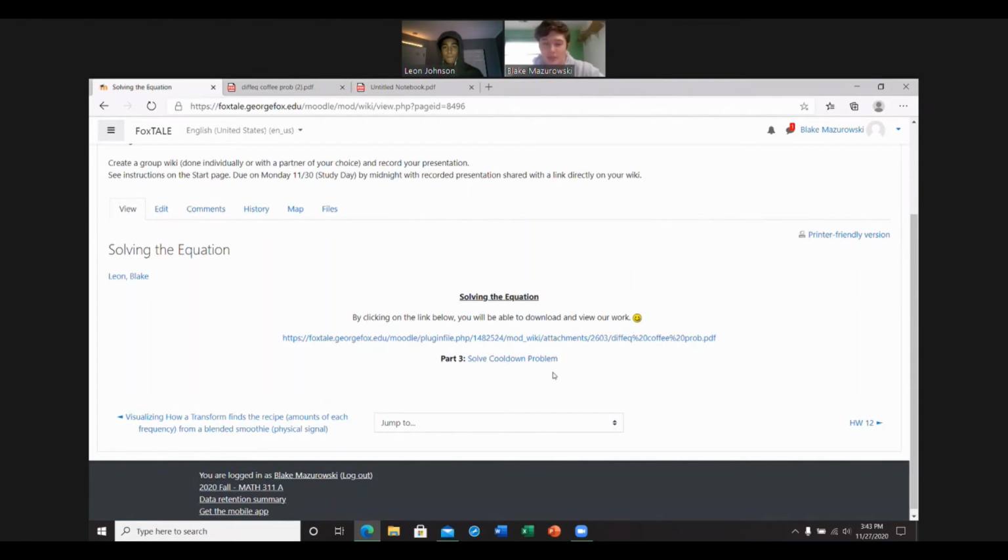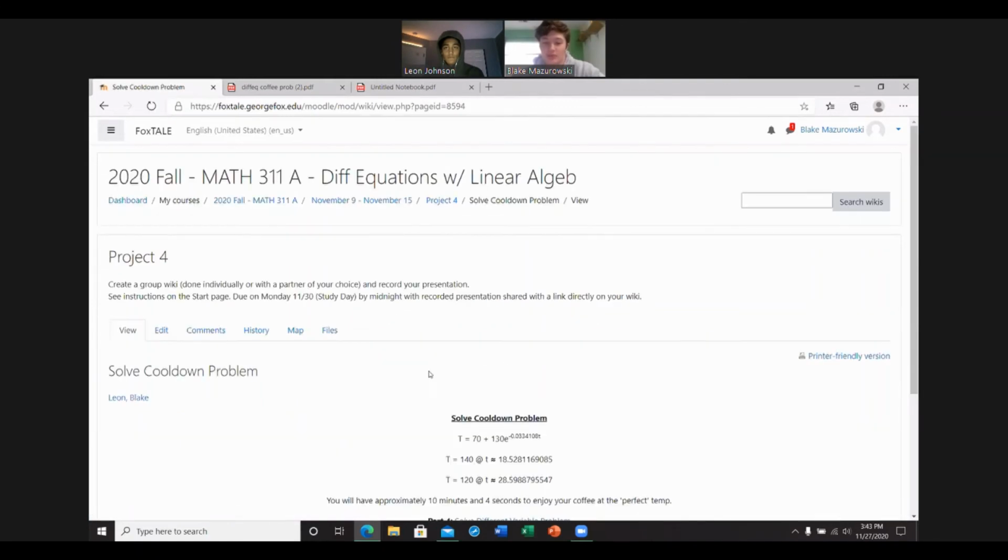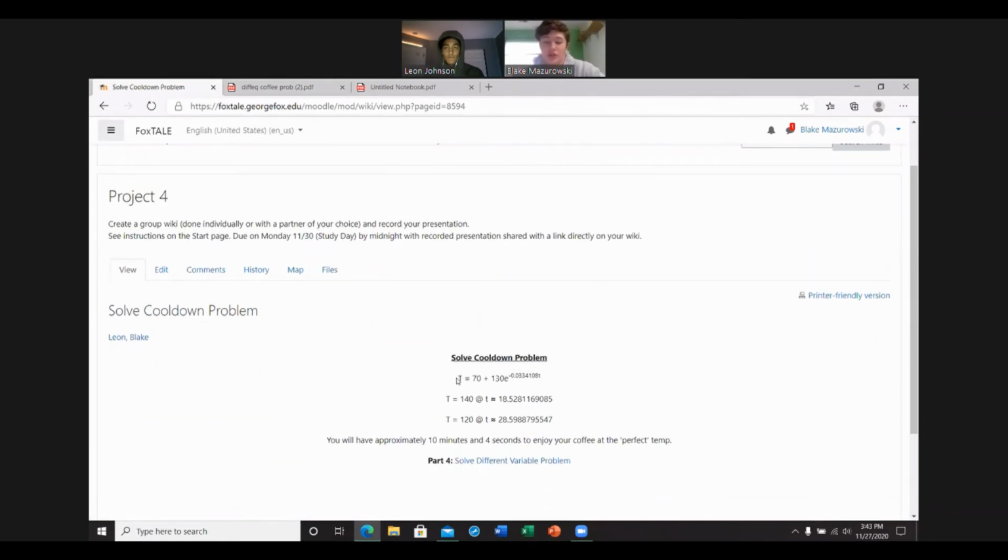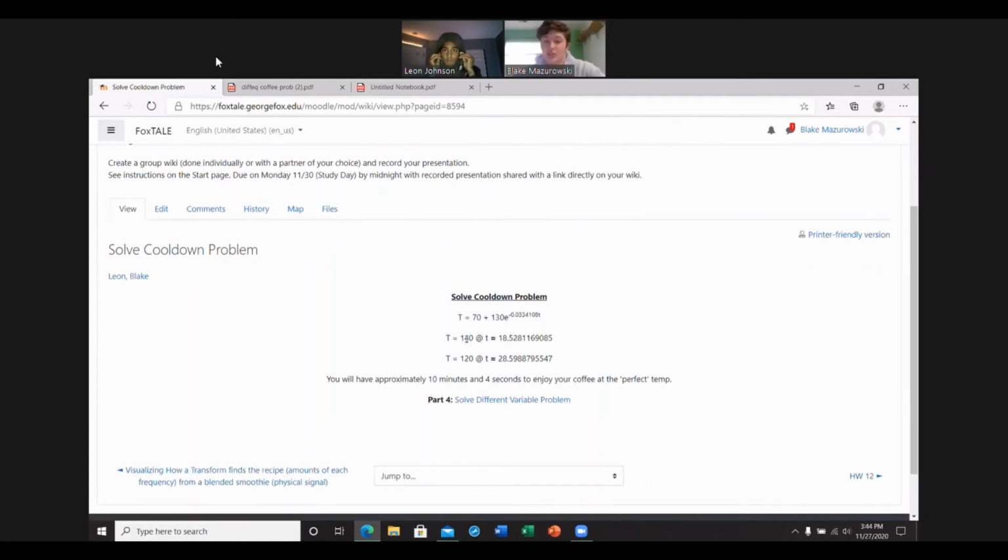Hi, I'm Blake Mazurowski, and I'll be going over the rest of our problem. So I'll move on to part 3, which is solving the cooling problem. As you saw earlier, we have our solved form of Newton's cooling law, which is the ambient temperature of 70 degrees Fahrenheit plus 130 e to the negative 0.033 t, that constant that we solved for. And we found out that at T equals 140 degrees Fahrenheit, about 18 and a half minutes had gone by.